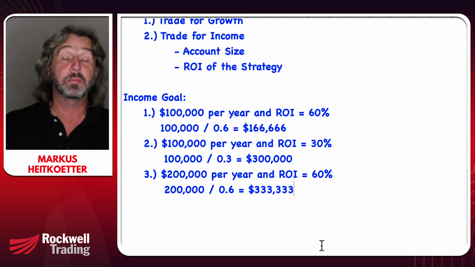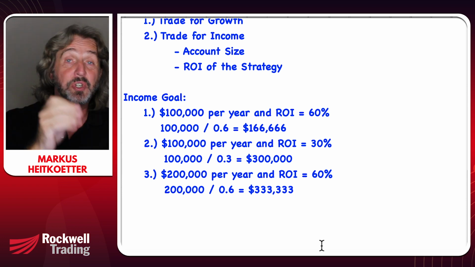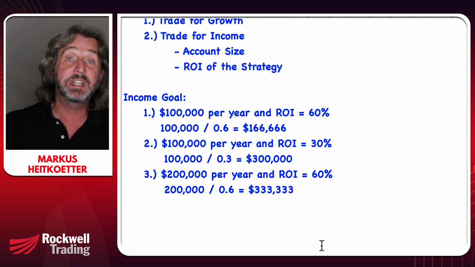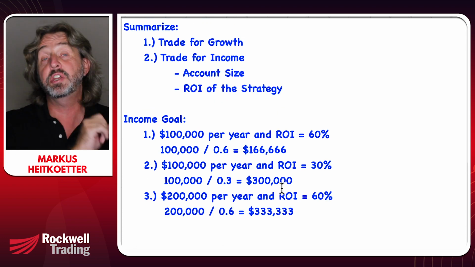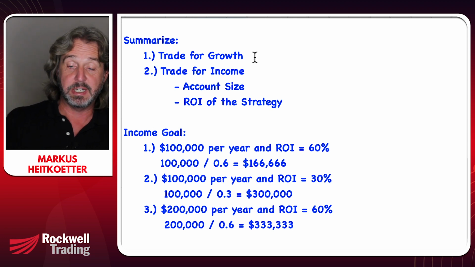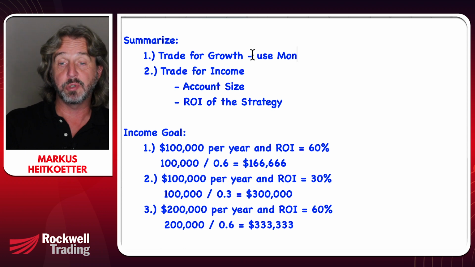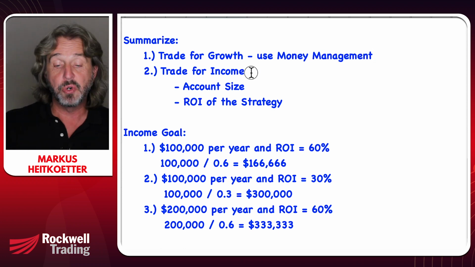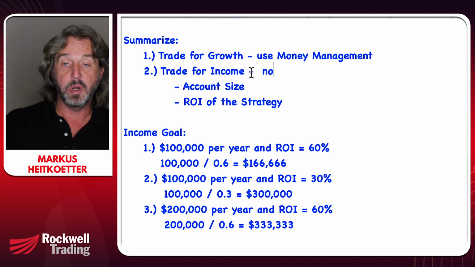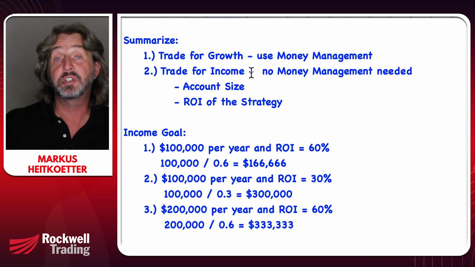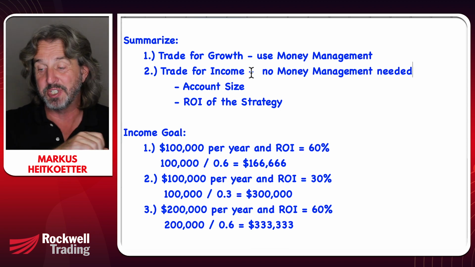So now it's up to you. You know how much money you have in your account, and if you don't have enough money yet to trade for income, this means that you're in phase one, that you're trading for growth. Again, when trading for growth, this is when you definitely need to use money management to grow your account. When you're trading for income, you no longer need money management to grow your account. All you need to do here is proper position sizing.